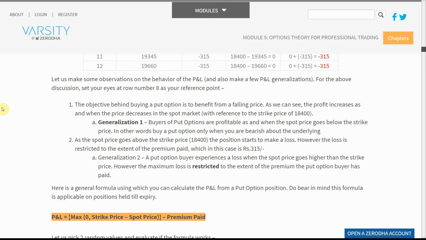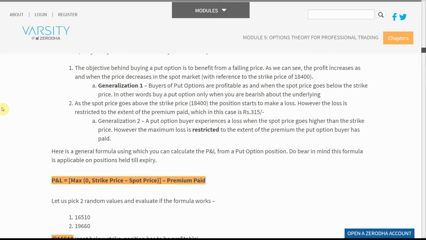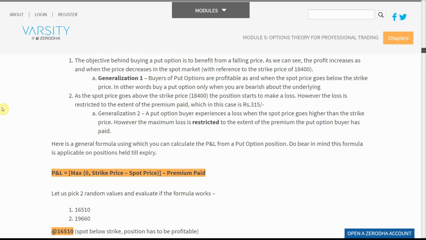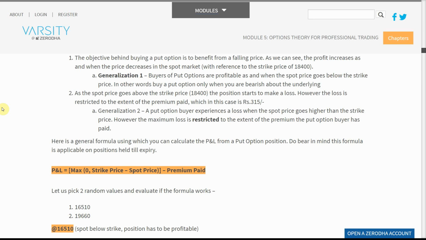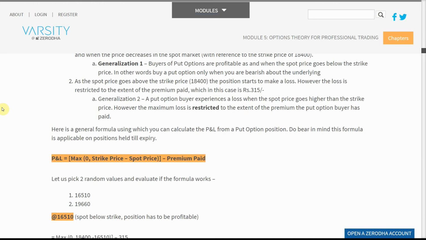However, the loss is restricted to the extent of the premium paid, which in this case is 315 rupees. Generalization 2: A put option buyer experiences a loss when the spot price goes higher than the strike price. However, the maximum loss is restricted to the extent of the premium the put option buyer has paid. Here is a general formula using which you can calculate the P&L from a put option position.